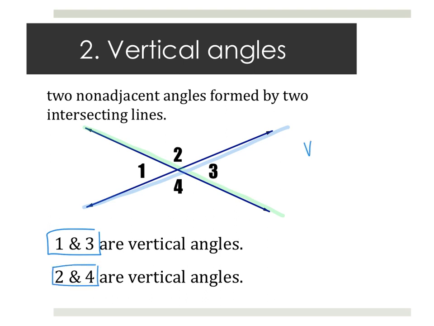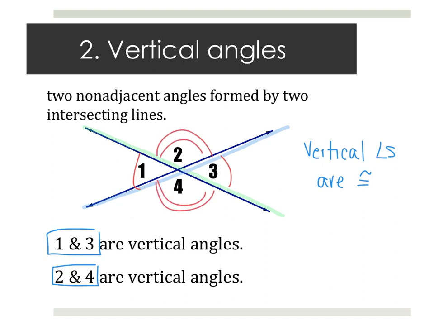Now what we're going to add here is that vertical angles are congruent. So I could show that in the picture using arches. 1's congruent to 3, 2's congruent to 4, 100% of the time. So in this, you would say angle 1 is congruent to angle 3, and if 2 and 4 are vertical angles, angle 2 is going to be congruent to angle 4.